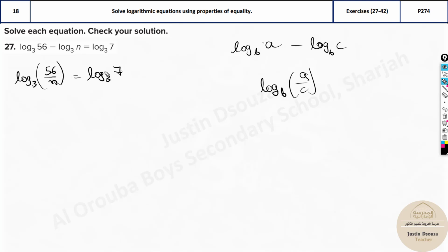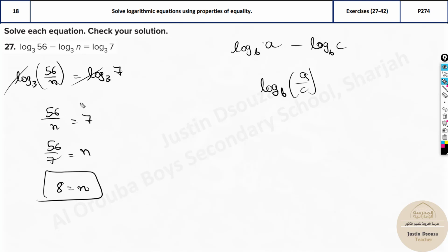Now can you see there is a common log? Log and log is same, right? You can just cancel it off. You're remaining with 56 by n, that is equal to 7. So n goes to the other side and 7 comes this side. Now 56 by 7. 8 sevens are 56, you know. So it is 8 equals n. This is the answer. But it's not over.